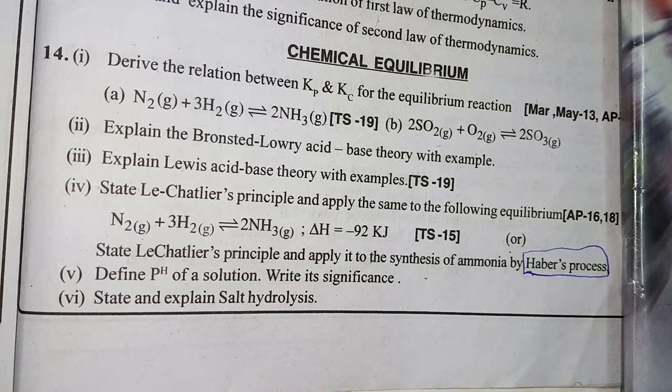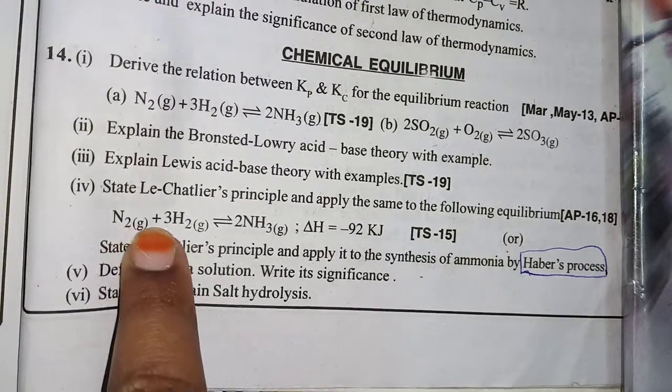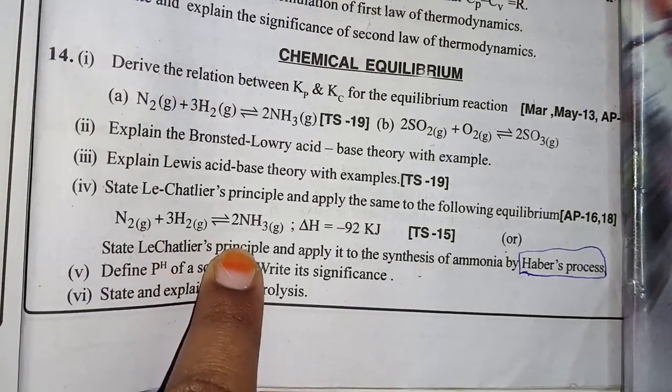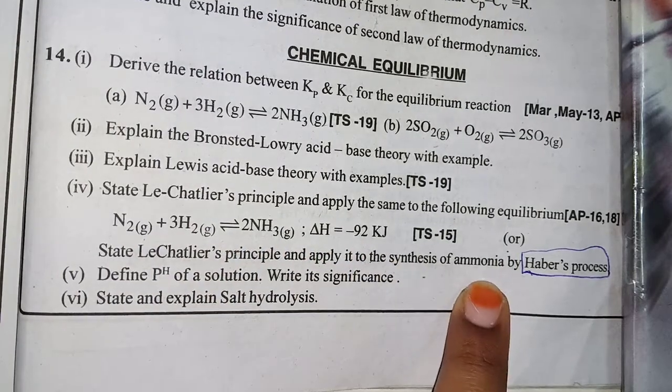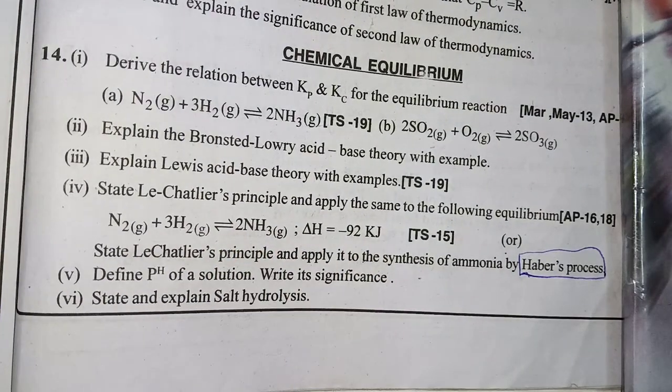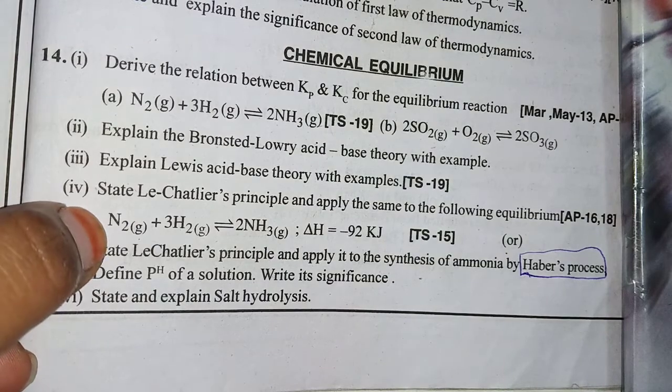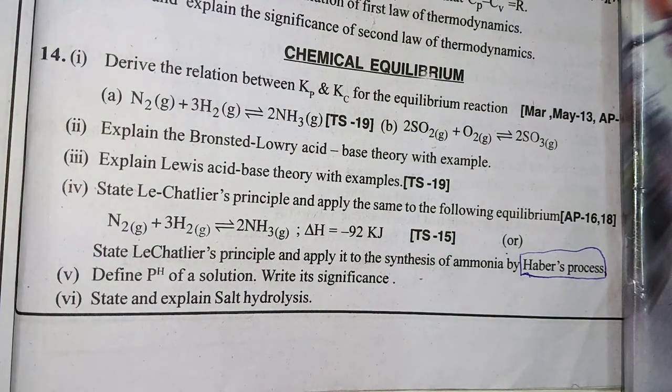When they give ammonia, don't get confused. N2 plus 3H2 reversible reaction to NH3 is called ammonia. Ammonia means this reaction. They ask the principle in the Haber's process, Le Chatelier's principle.